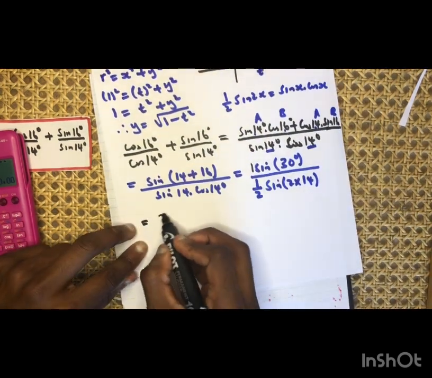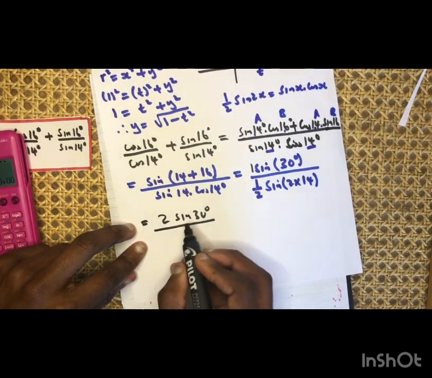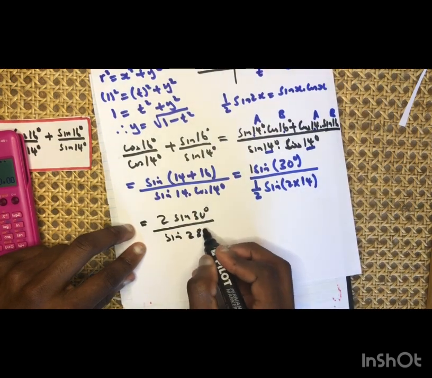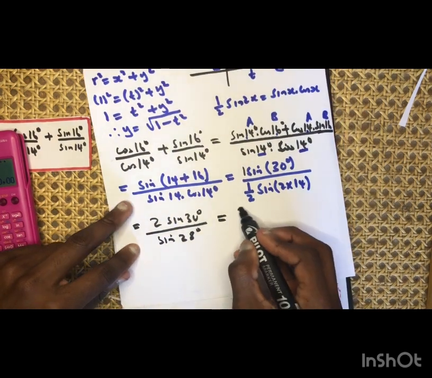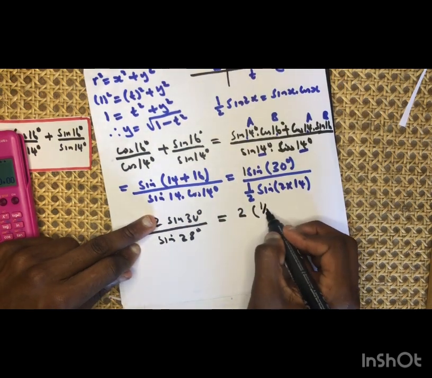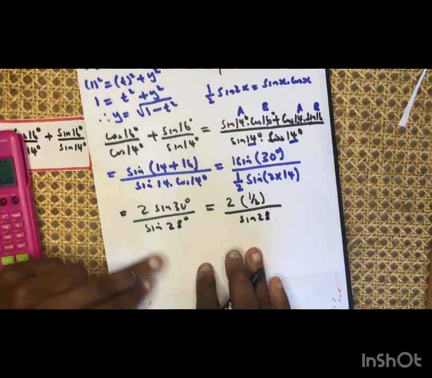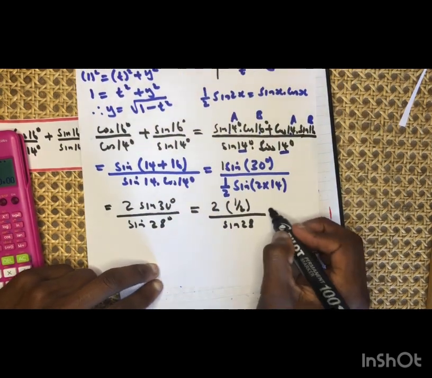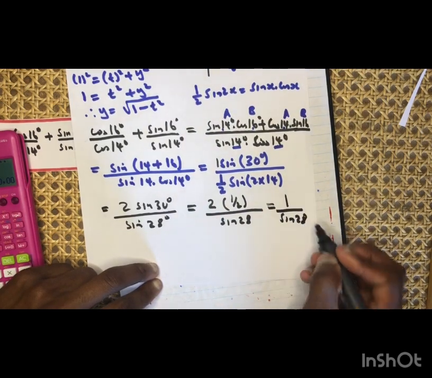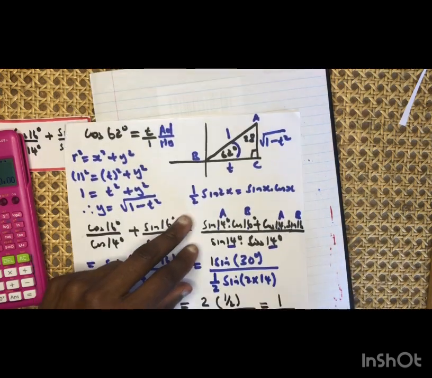So it's going to be 2 sine 30 over sine, then 2 times 14, 28, guys. So it's 2, then remember sine 30 is a special angle. Sine 30 is going to be half over sine 28. So 2 times half is going to be 1 over sine 28. Then now there's no way that we can move now. You have to go straight to your diagram.